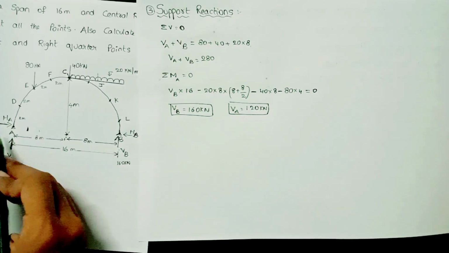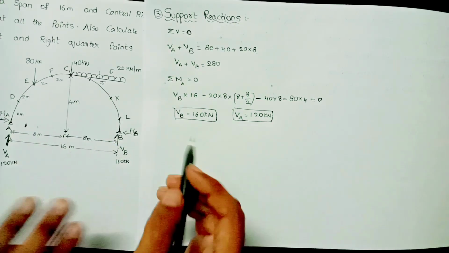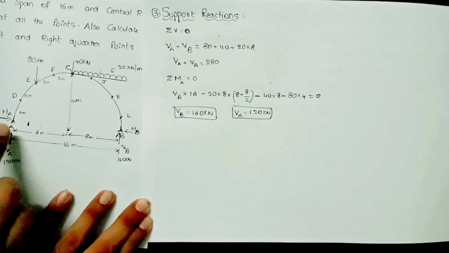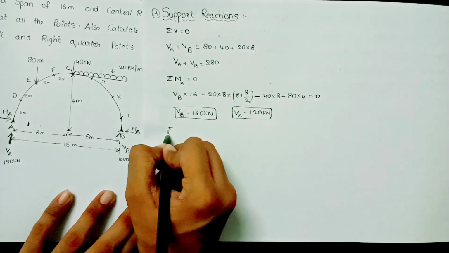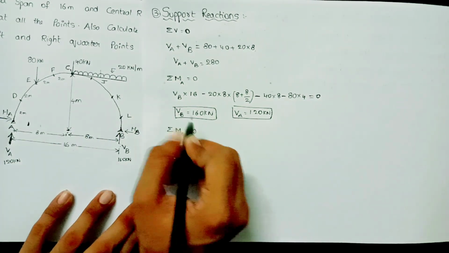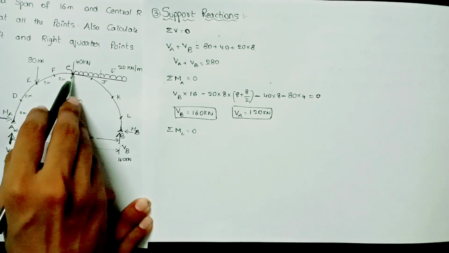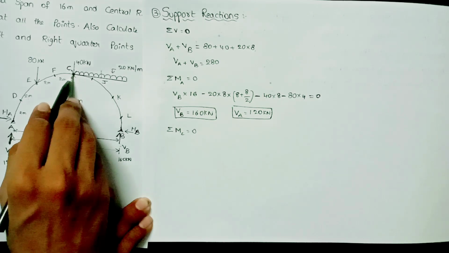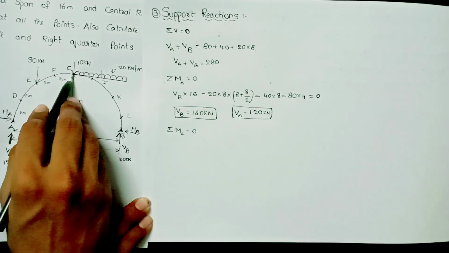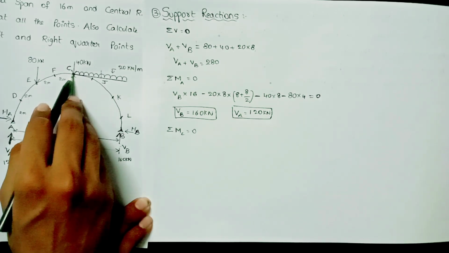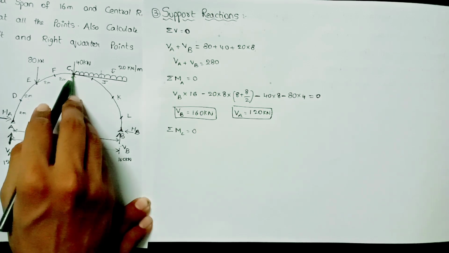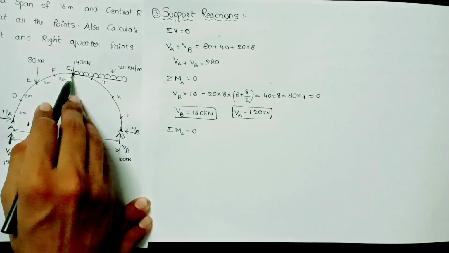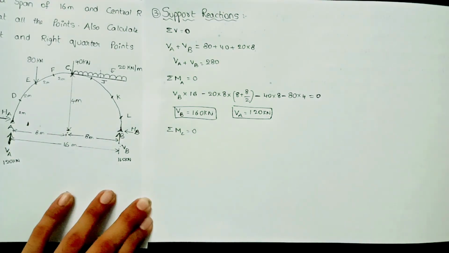Now we have to calculate the horizontal reactions HA and HB. In order to calculate the horizontal reactions, I am taking the moment at point C equal to 0. The algebraic sum of all the moments at point C equal to 0, because we are having a hinge here. It is a third hinge. At point C, if we are having a hinge, then the moments will be equal to 0. So sigma MC equal to 0.